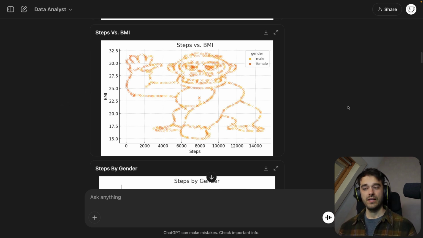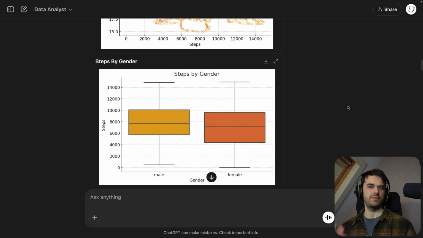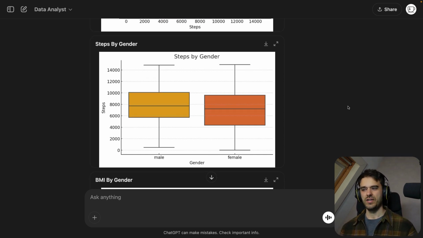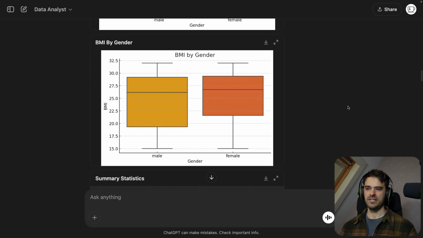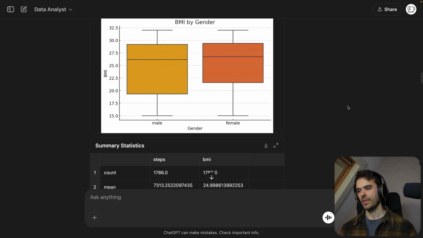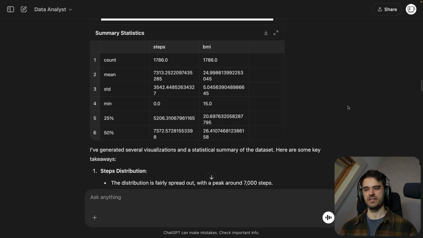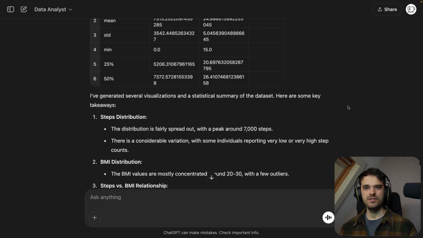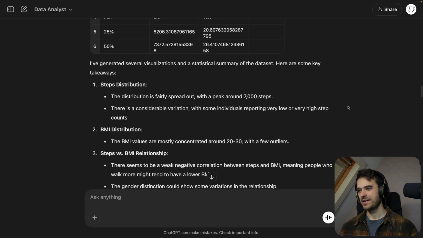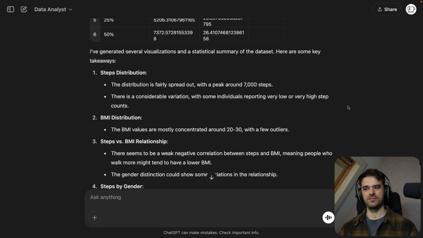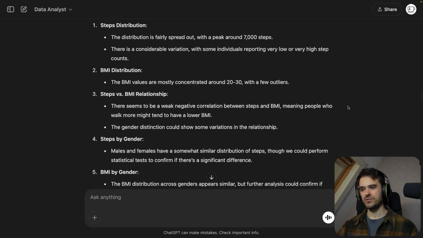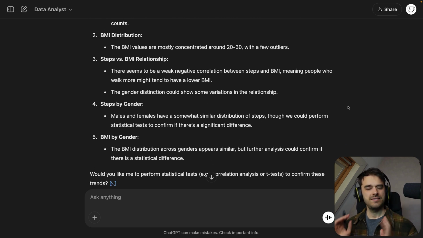What's up with this? After that, it goes further down and it starts making these comparisons by gender. So it does the steps per gender. And you can also see that there's a difference in body mass index. They largely overlap, it seems. And then it follows up with some summary statistics as well. After which, it gives me some very important key takeaways. There's stuff about the distribution of steps, and all sorts of things are being listed here. The stuff that's being listed isn't necessarily wrong, but it completely misses the gorilla in the dataset.